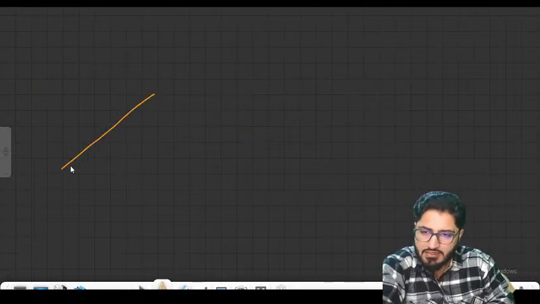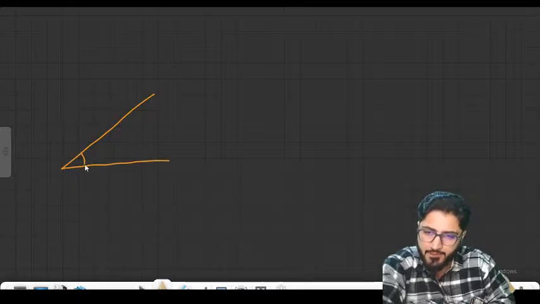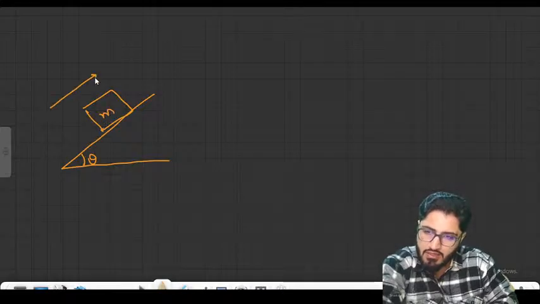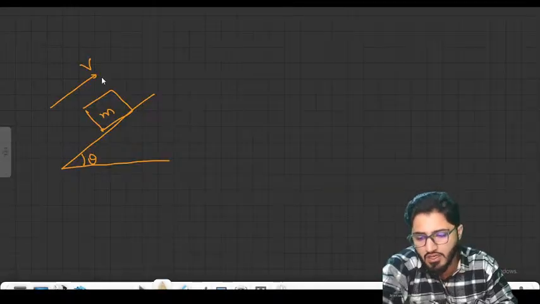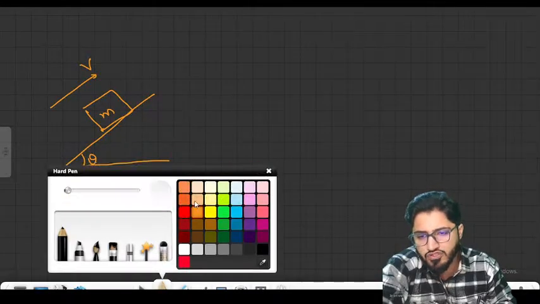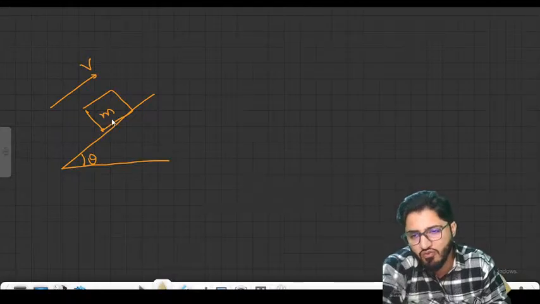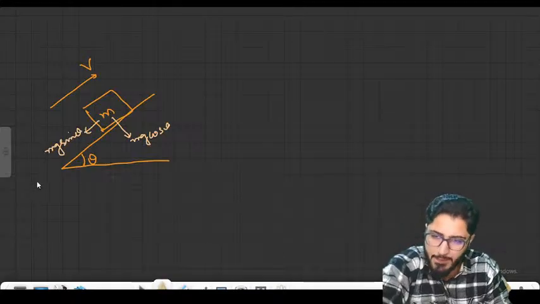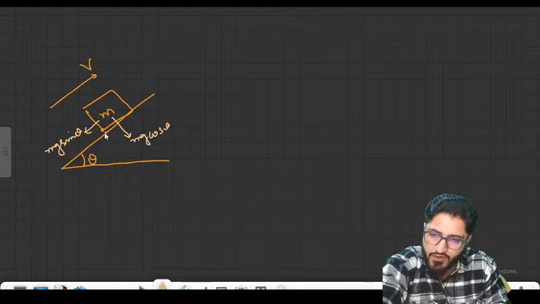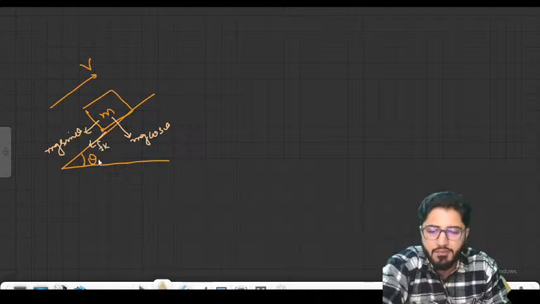If this is my theta, here is my body with mass m, and it is going upwards. So we know how many forces are acting on it. One force will be mg cos theta, and this one will be mg sin theta. And since it is going upwards, my friction will be downwards.